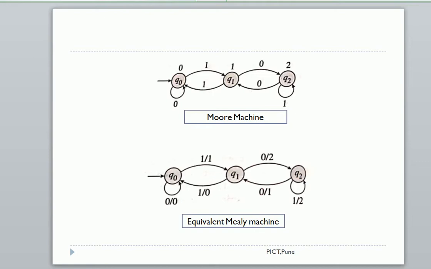Q0 on 0 goes here, Q0 on 0 goes to Q1. So we will write Q0 on 0 goes to Q0 on 0. Output is associated 0. Now instead of writing on the state, I will write along with the transition. Right? So this is how we have written. So Q0 on 1, instead of that, I can rewrite this.